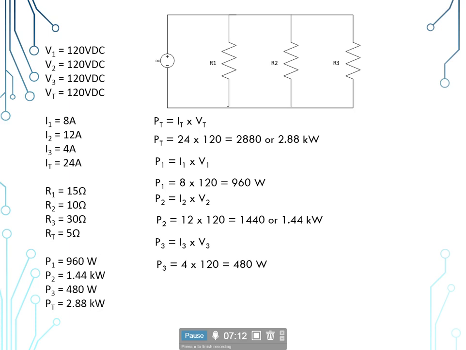Now, the power rule applies to series circuits, parallel circuits, combination circuits, and series-parallel circuits. So a quick check we can do, since the sum of the power dissipated by the individual components always equals the total power, is add up P sub 1, P sub 2, and P sub 3. So we add 960, 1,440, and 480, and we get that same 2,880 watts or 2.88 kW.